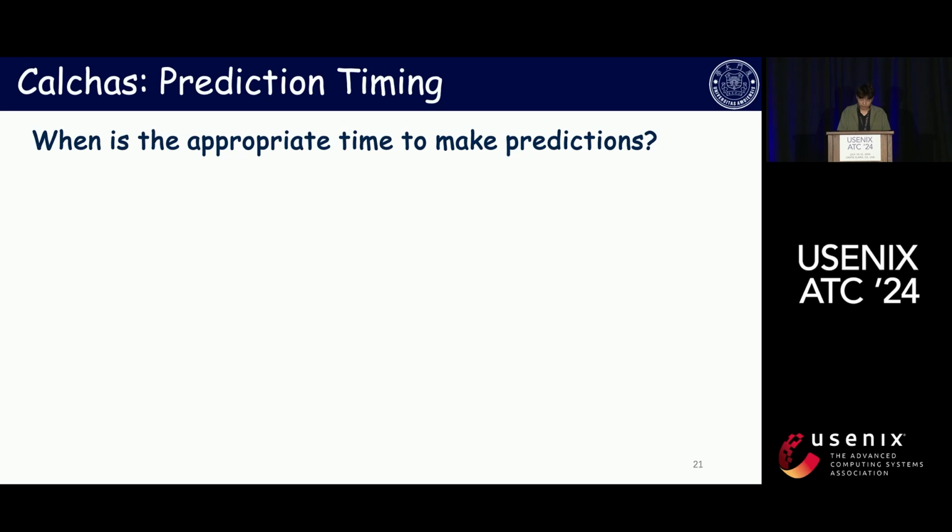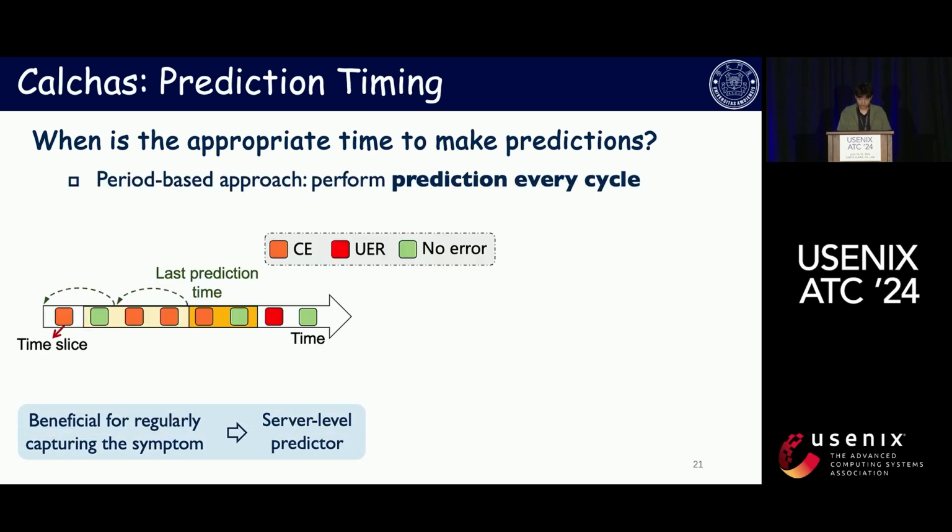To ensure effective predictions, we need to select appropriate prediction timing for each level. We explore two approaches for triggering predictions. First, we consider the period-based approach, which performs predictions at fixed intervals. For example, if we set the period to 2 time slices, we will perform predictions every 2 time slices. This approach is beneficial for regularly capturing symptom variations and is used in our server-level predictor.